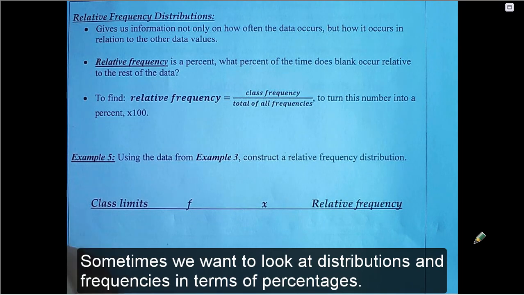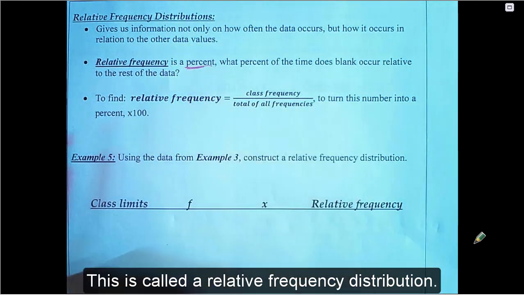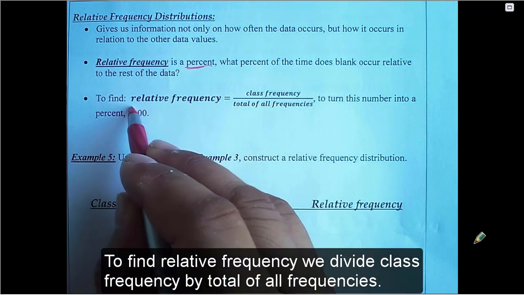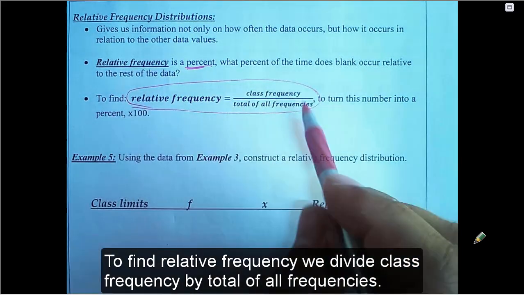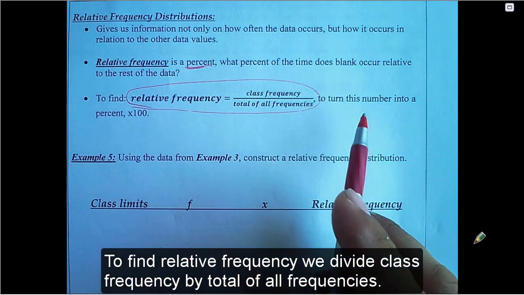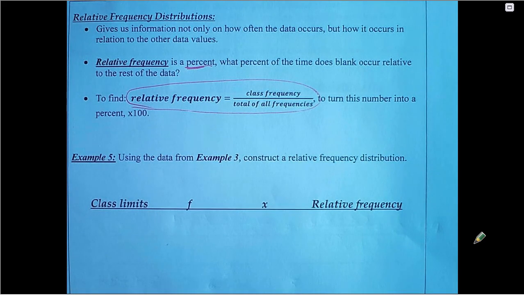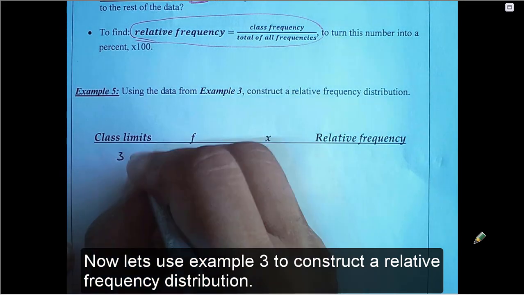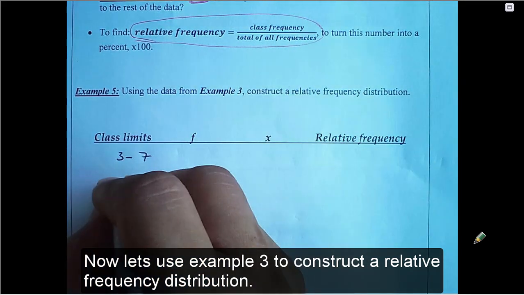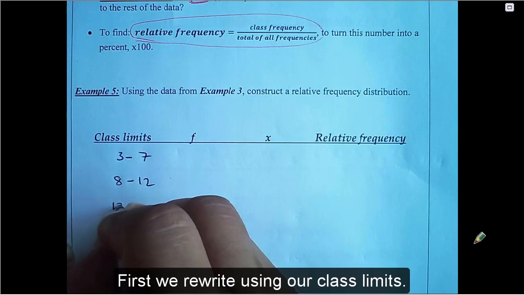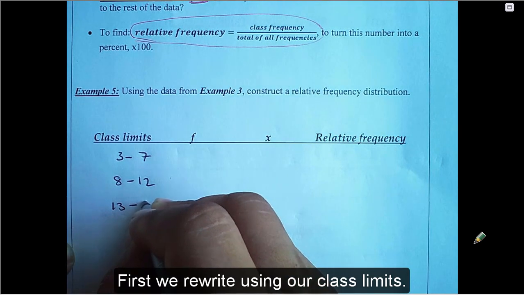Sometimes we want to look at distributions and frequencies in terms of percentages. This is called a relative frequency distribution. To find relative frequency, we divide class frequency by total of all frequencies. Now let's use example 3 to construct a relative frequency distribution. First, we rewrite using our class limits.